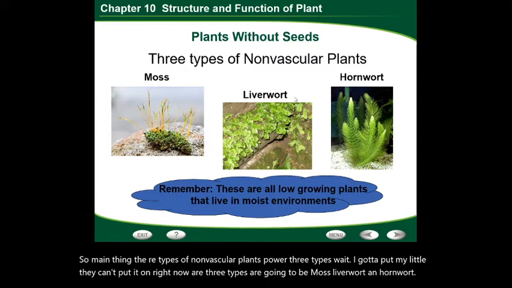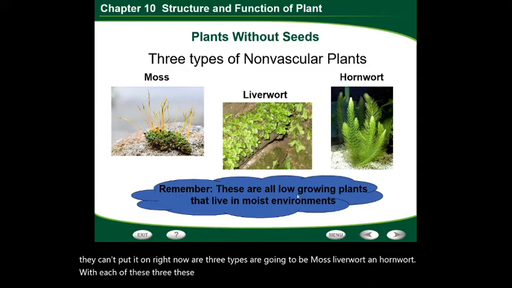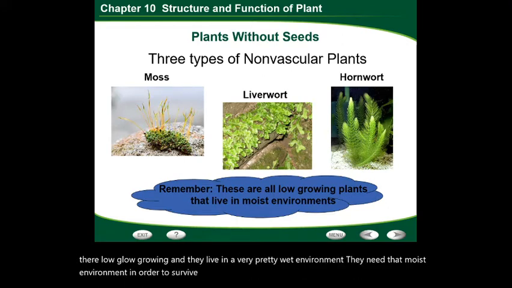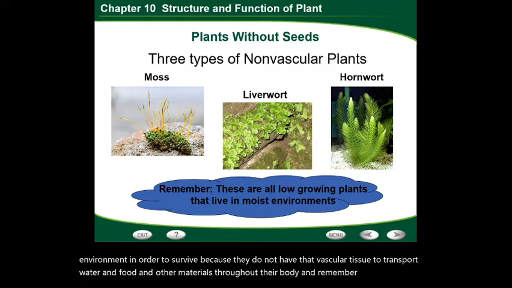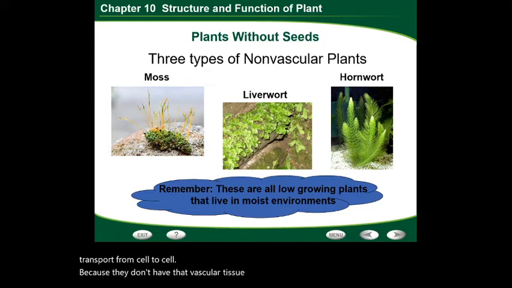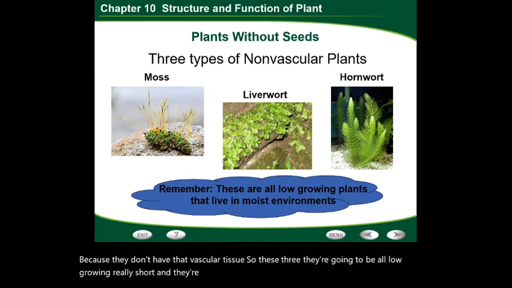With each of these three, these are all low-growing plants that live in moist environments. They need that moist environment in order to survive because they do not have that vascular tissue to transport water and food and other materials throughout their body. And remember, they also have to transport from cell to cell because they don't have that vascular tissue. So these three are all low growing, really short, and in very wet environments.